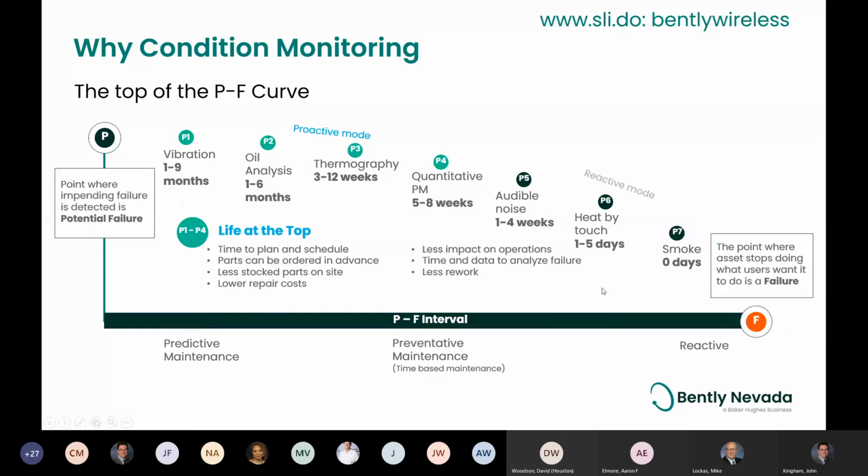And it's very well known in the reliability world. So if you have any other questions on that, please put them in the Slido. I've got the Slido up here. Be more than happy to address them.